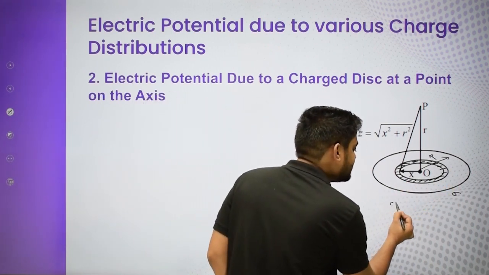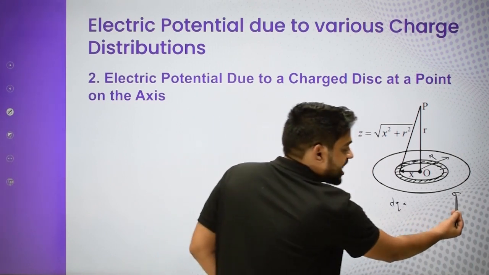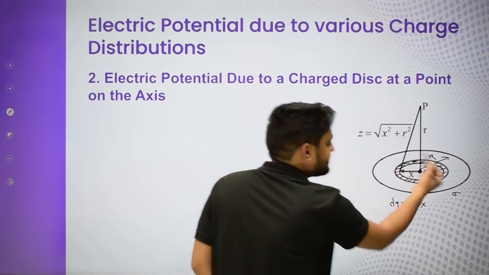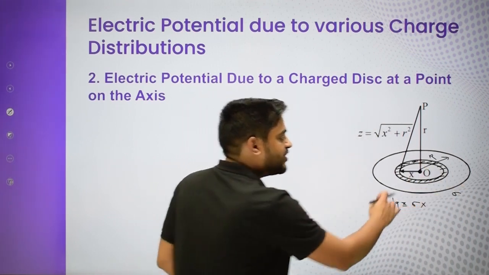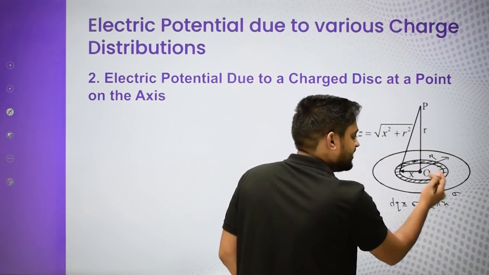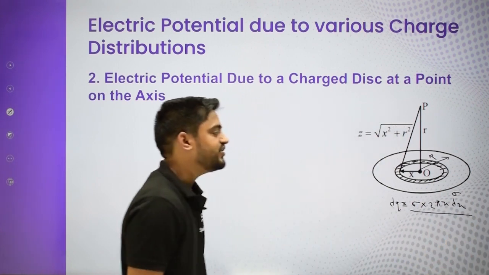So what is the charge on this ring? The charge on this ring I am calling dq. So how do we get charge? We get charge as charge per unit area, which is sigma, into the area of this ring. Now the area of this ring is nothing but 2 pi x, that is the perimeter, into width, which is nothing but dx. So this is my charge dq on the ring.